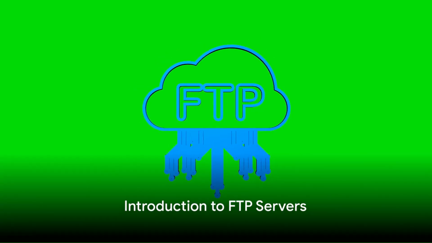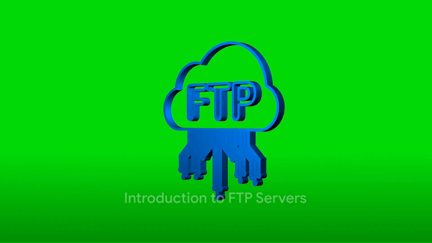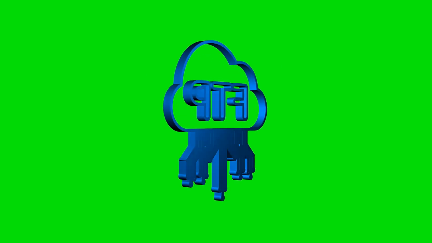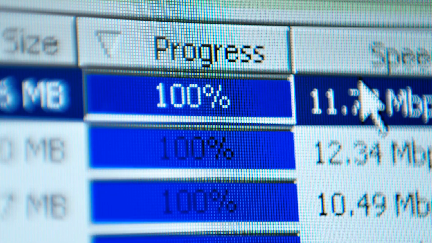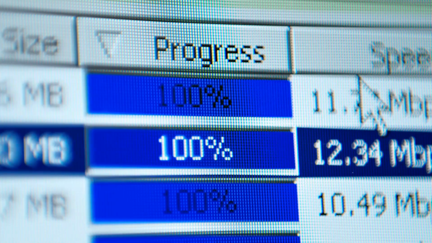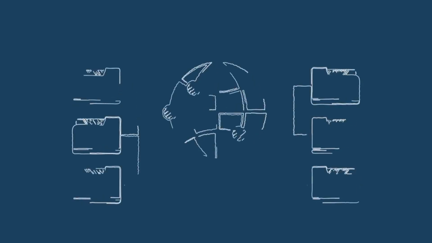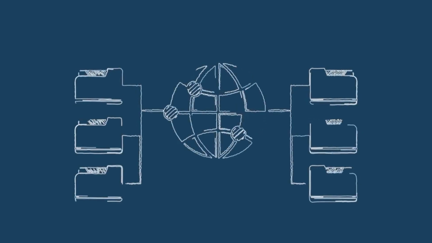Welcome to an in-depth look at managing FTP servers, a crucial skill for system administrators. FTP servers like Pure-FTPd, VS-FTPd, and Pro-FTPd play a key role in file sharing and are foundational in network management. Today, we'll explore their configuration, utilities, and the distinction between passive and active FTP connections.